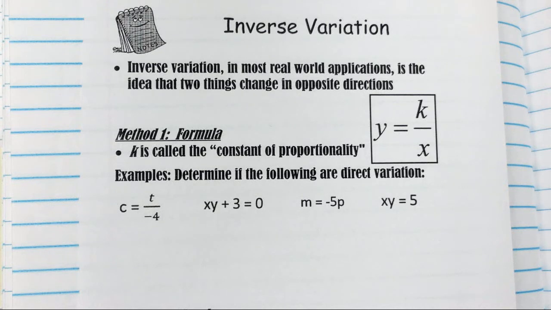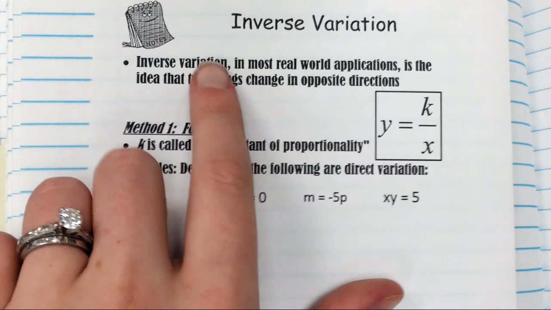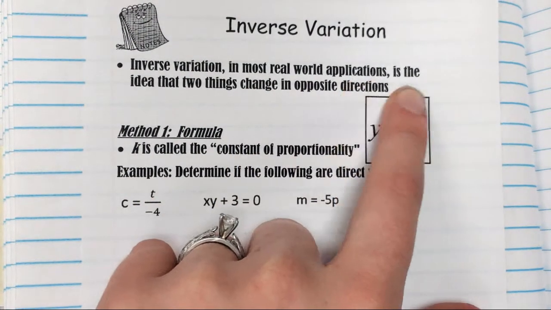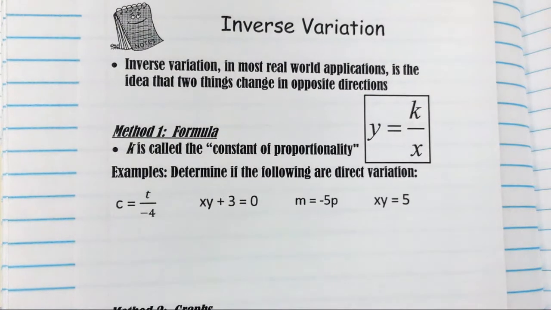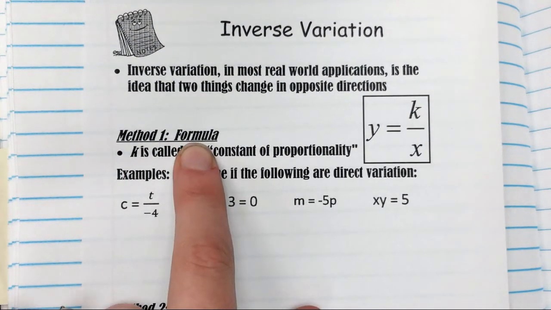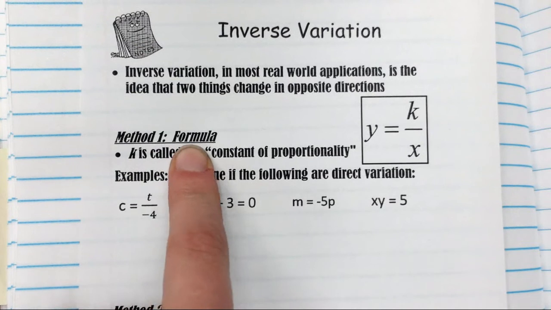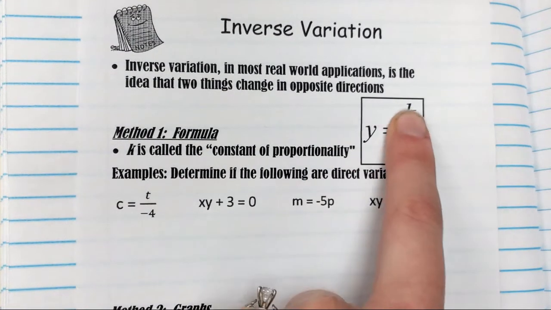In this video, we're going to talk about inverse variation. Inverse variation in most real-world applications is the idea that two things change in opposite directions. Alright, so method 1 for identifying inverse variation is we can look at the formula. The formula is y equals k over x.